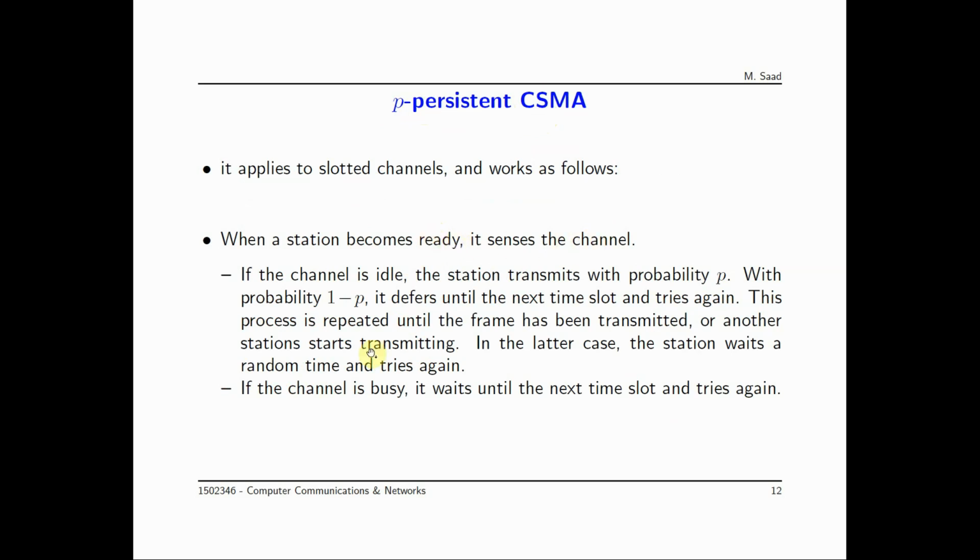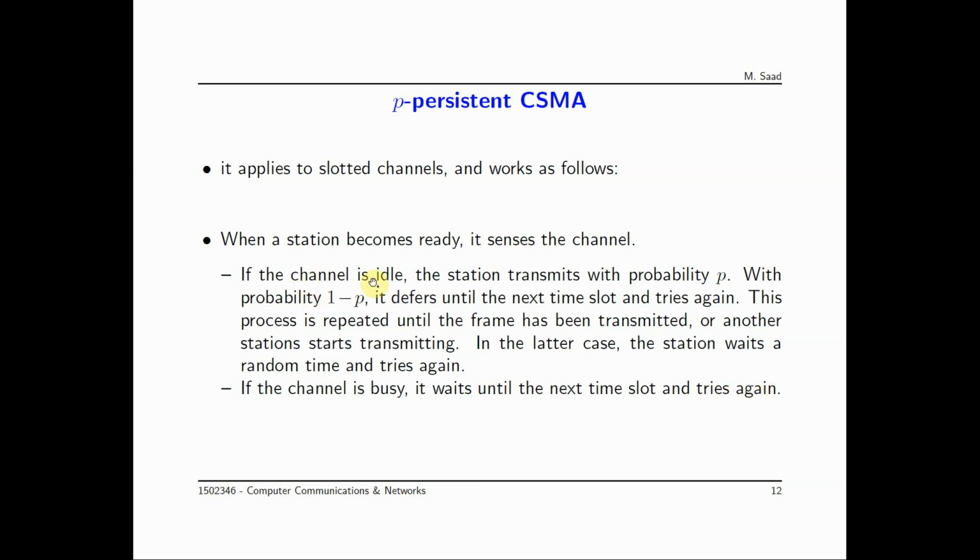Now, for simplicity, let me start with the case that the channel is found busy. If the channel is found busy, of course, I don't have to transmit. So the station will wait until the next time slot according to the protocol, and then it tries again. What is the meaning of tries again? It means I sense the channel. In the next time slot, I start over by sensing the channel. So if the channel is busy, wait until the next time slot and then try again.